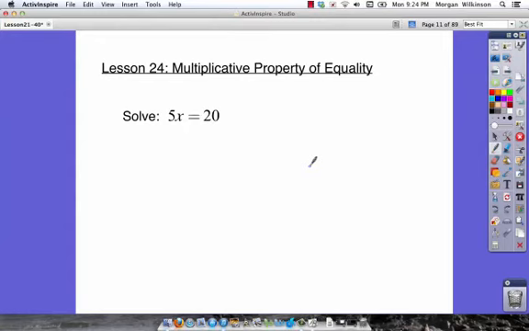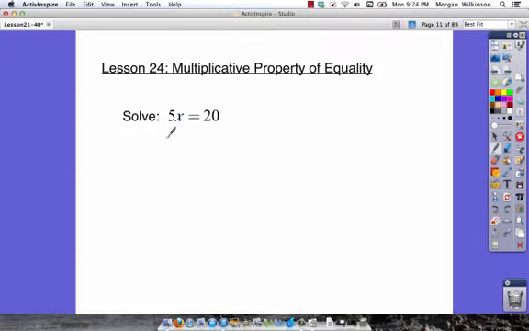Lesson 24 is about the multiplicative property of equality. Now, in this lesson, we're going to be looking at problems like we have here to begin with. Our first one is to solve 5 times x is equal to 20. We know when a number touches the variable, it means multiplication. So, in your head, can you tell me what number times 5 is equal to 20?